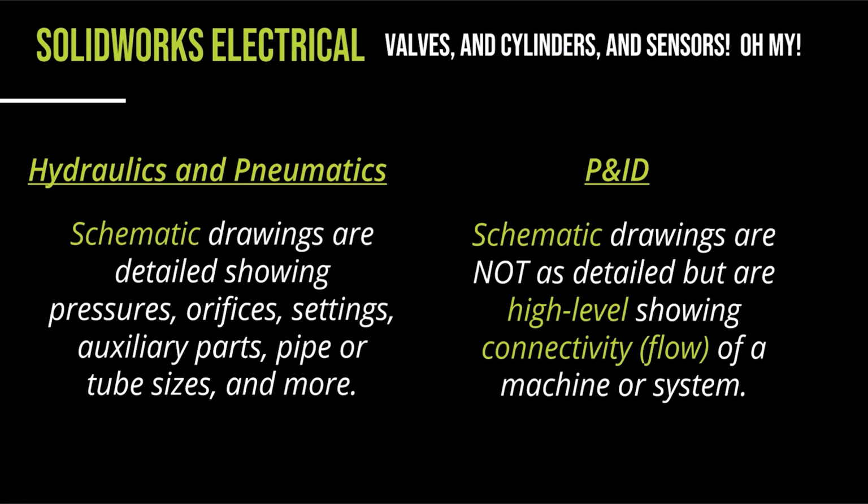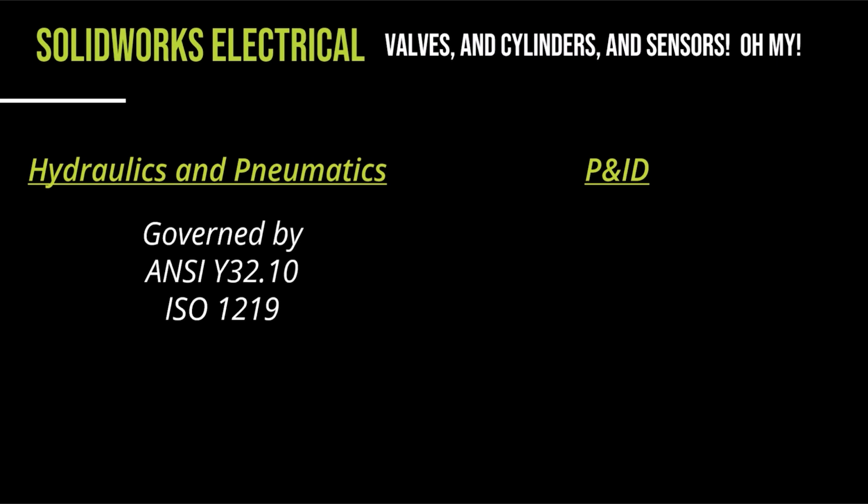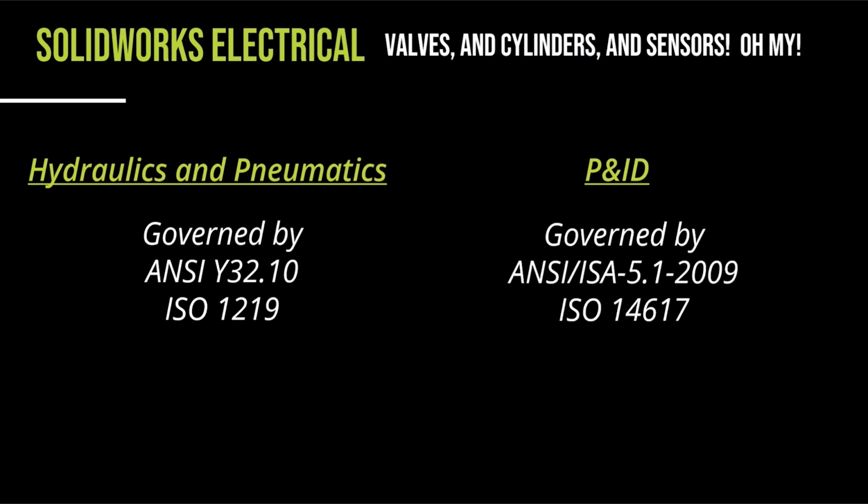It uses very boxy symbols where the hydraulics and pneumatics may show a valve that has all of the flow arrows. So, another big thing to notice is that the hydraulics and pneumatics schematic prints are governed by the ANSI Y32.10 and the ISO 1219, where the P&ID is governed by the ANSI ISA 5.1 of 2009 and the ISO 14617.